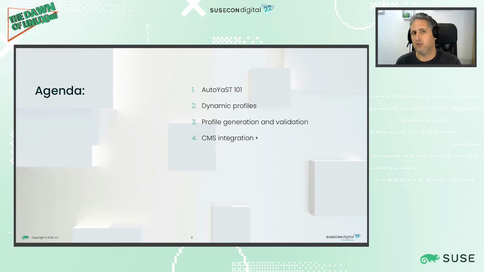Then we are going to have a look at profile generation and especially at profile validation because it's pretty important if we are talking about dynamic profiles. And last but not least, I would like to mention and have a look at configuration management systems integration. So you can combine AutoYaST with Salt or with Puppet, for instance.